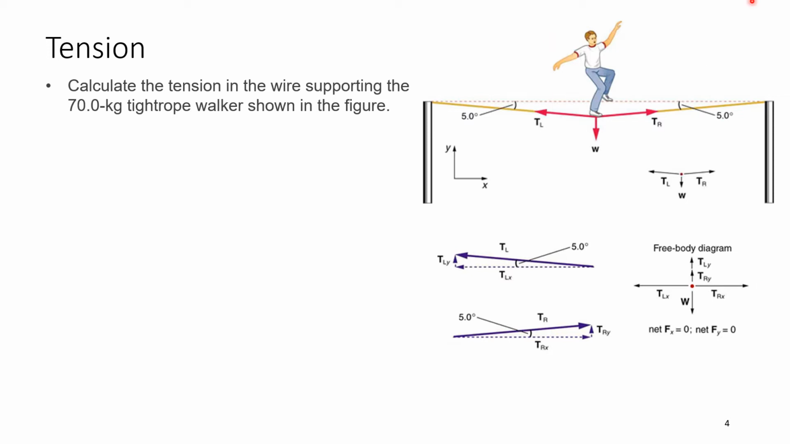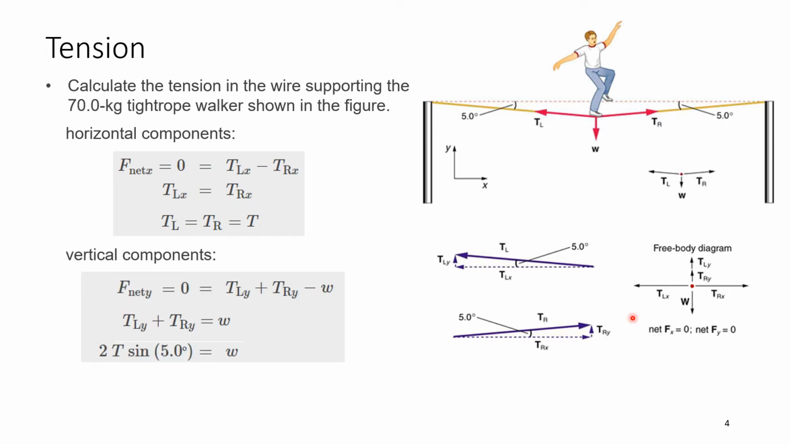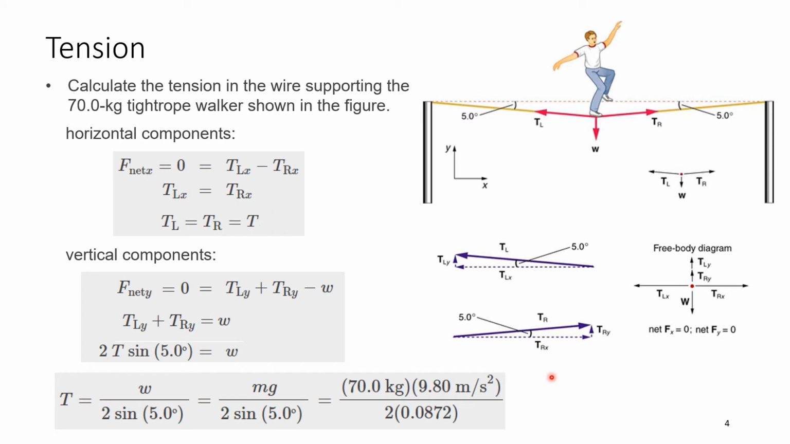Considering the horizontal components of the forces, we have F net x equals 0, so that TL equals TR. Considering the vertical components, we have F net y equals 0, so that TLy plus TRy equals W. Solving for the tension T, we get T equals W over 2 sine 5 degrees, and the result is 3,500 Newton.